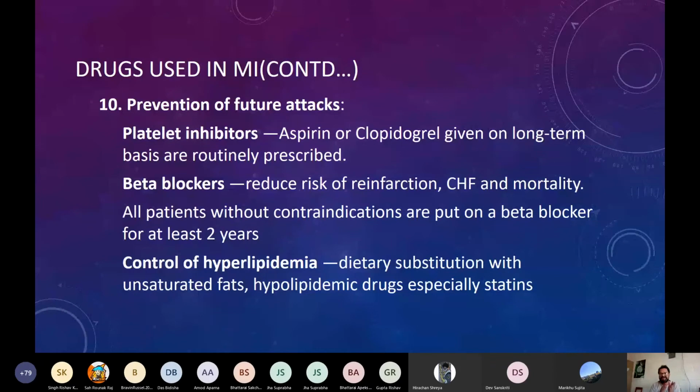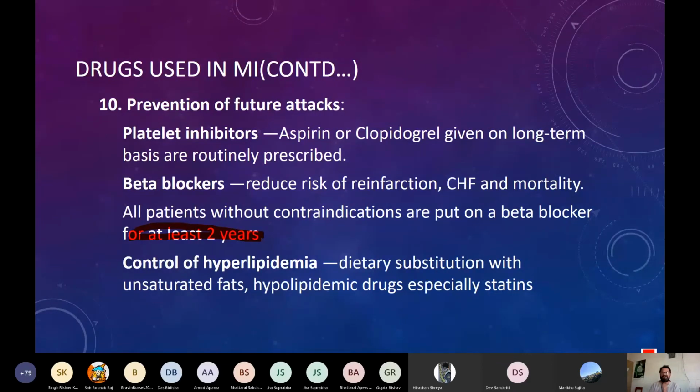These platelet inhibitors, beta blockers and even ACE inhibitors are known to prevent mortality. The mortality is quite good with these drugs. All patients without contraindications are put on beta blockers for at least 2 years.